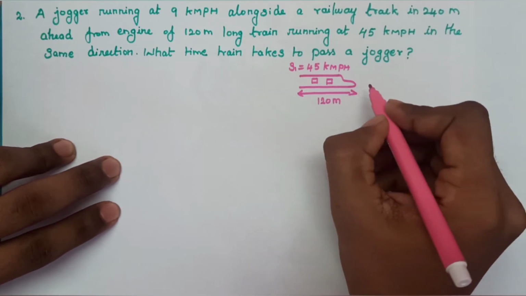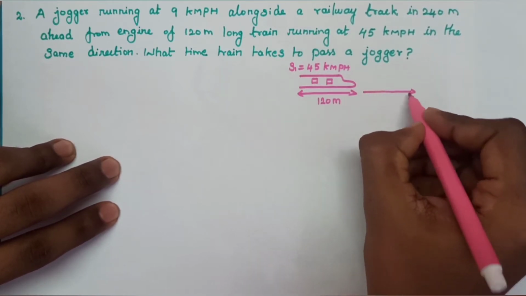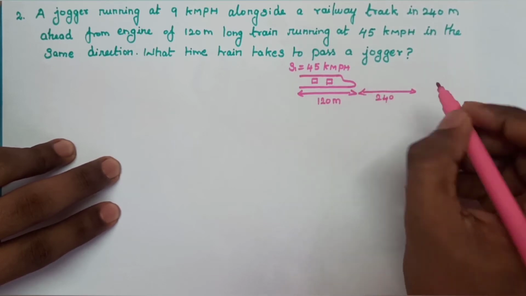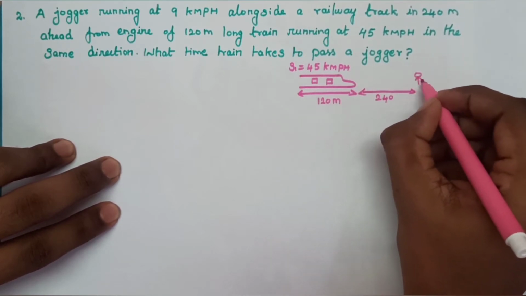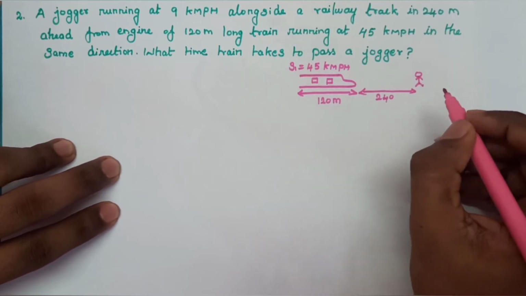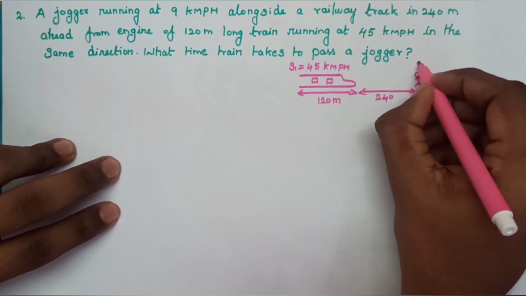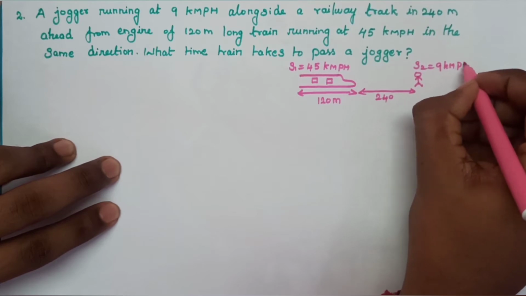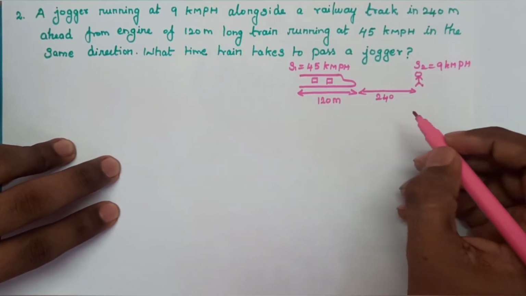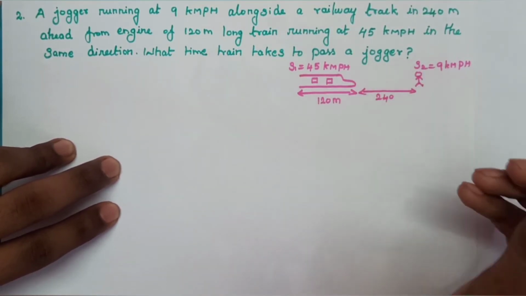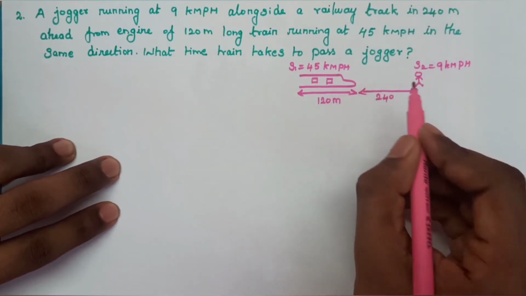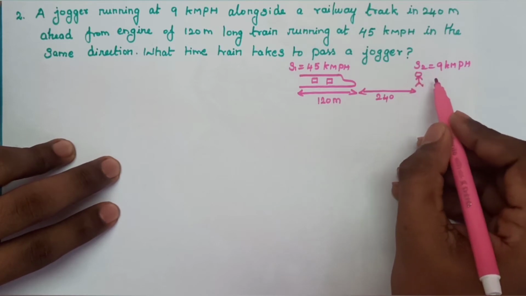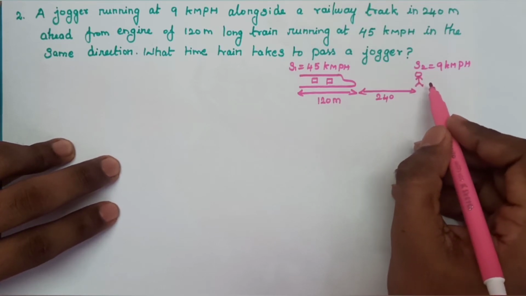So 240 meter ahead of this engine is a man running at the speed of 9 kilometer per hour, right? Then they would have asked the time the train would take to cross this running man. Here it's not a standing man, it's a running man.